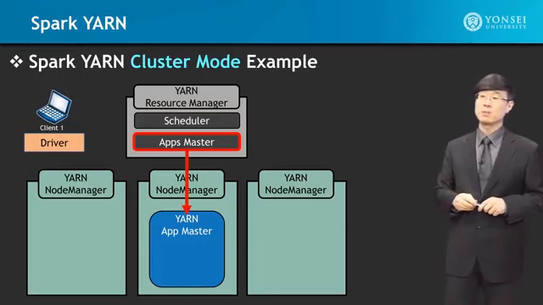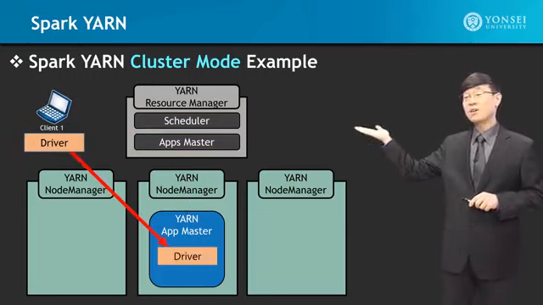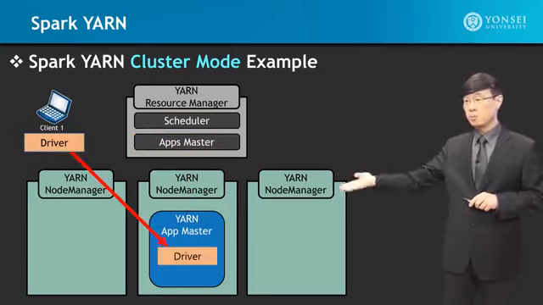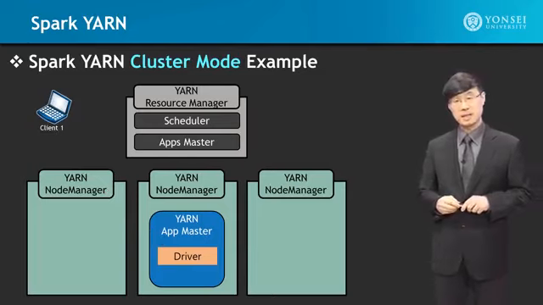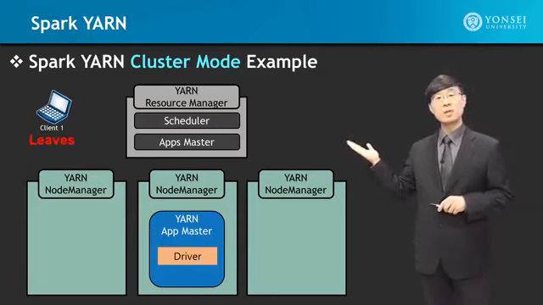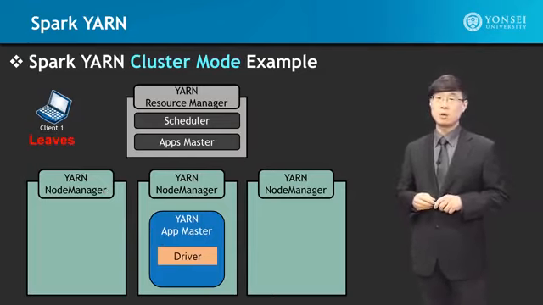Then the driver that is on client 1 will be moved into the Yarn App Master and the connection can be disconnected. Then client 1 can leave. It can close up its computer and come back and check later.